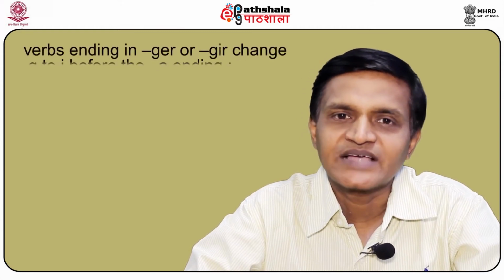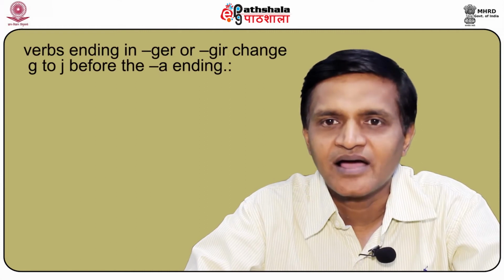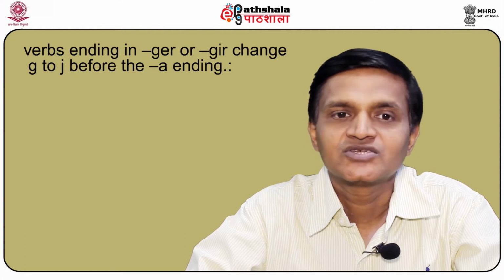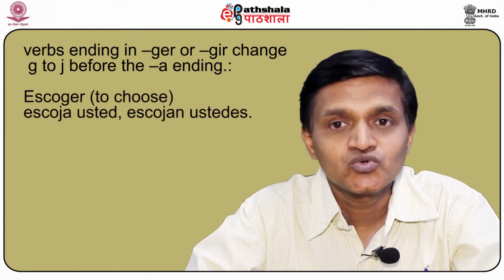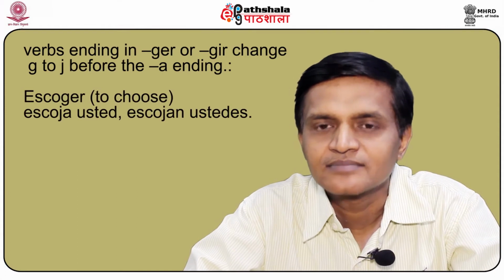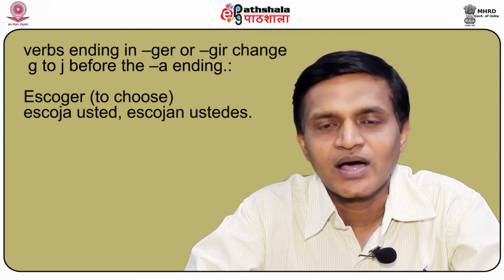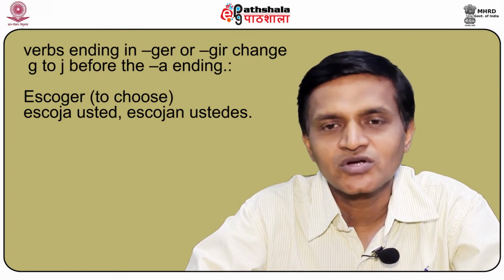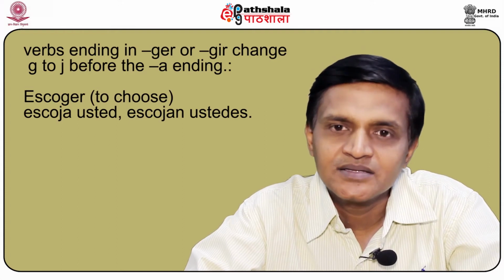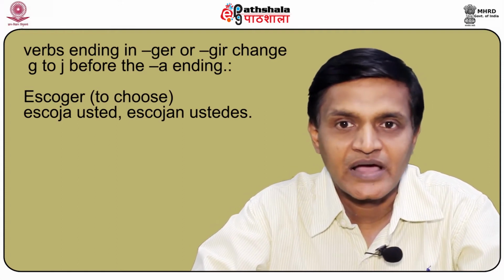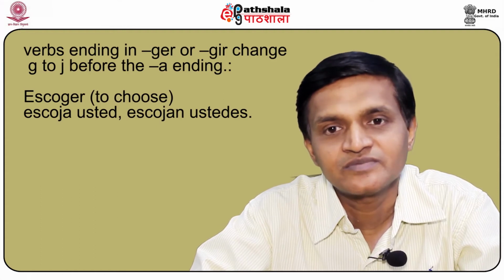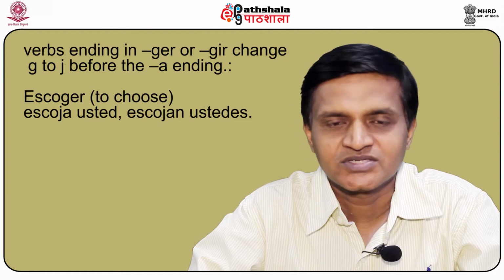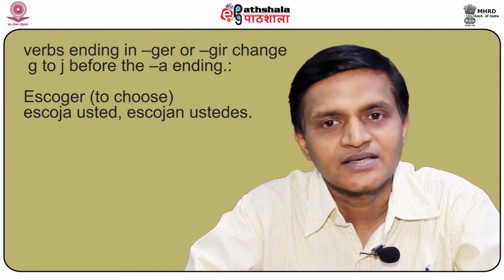What happens in verbs ending in GER or GIR? They change the G to J before the A ending. So escoger, to choose, changes into escoja usted or escojan ustedes, which we had also mentioned when we talked about the verb coger in the previous few minutes of this video. So escoger, to choose, becomes escoja usted or escojan ustedes.